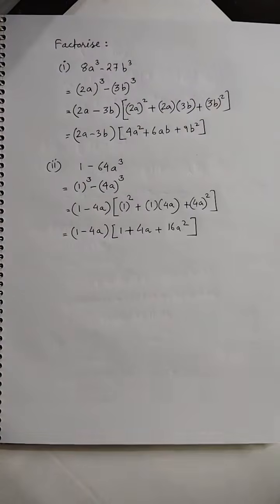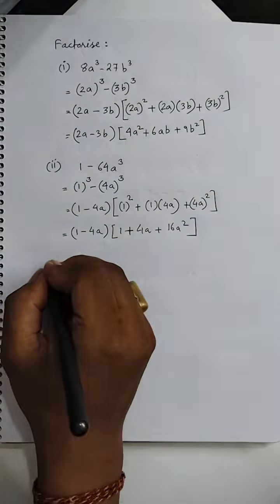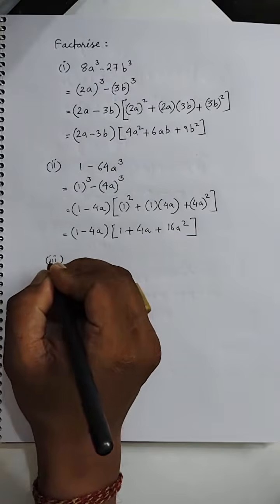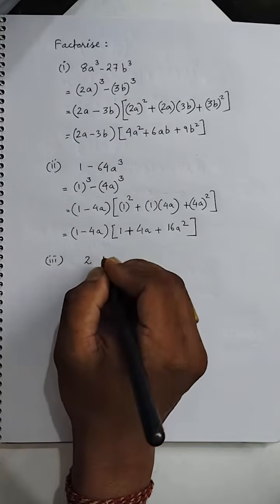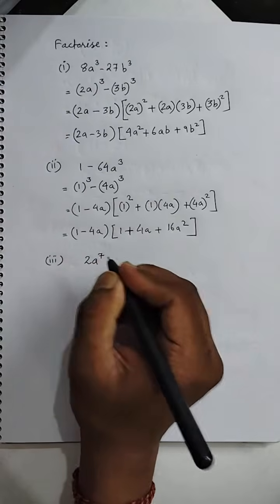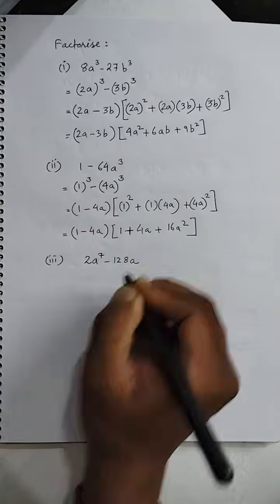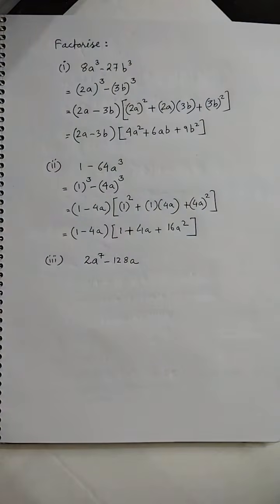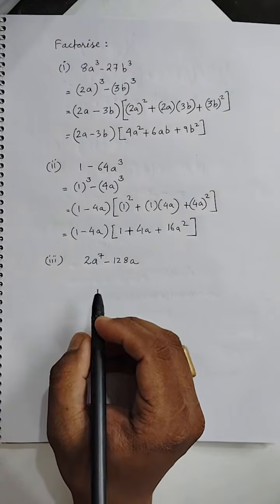Okay, so let's move to a bit complicated, not that complicated. Everything is easy when you know the identities well. So we have 2a to the power 7 or a raised to the power 7 minus 128a. Now at the first look nothing looks perfect here. We don't have any perfect cube.